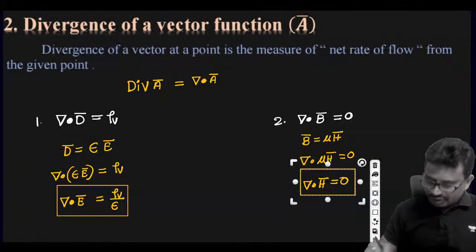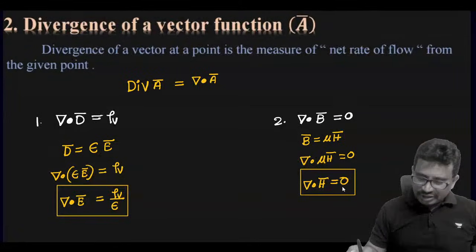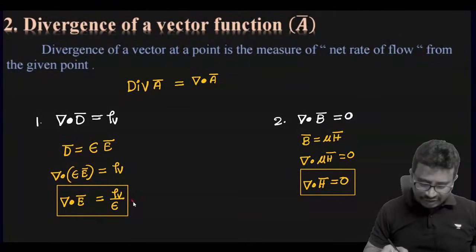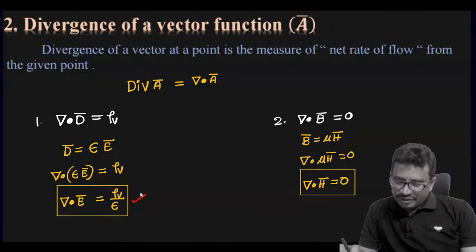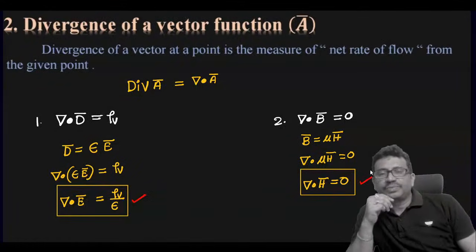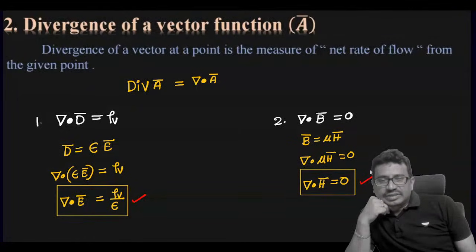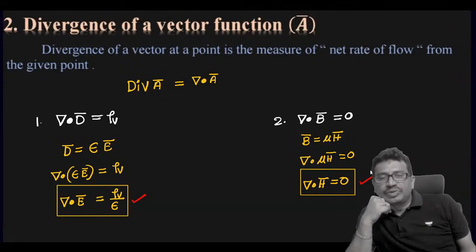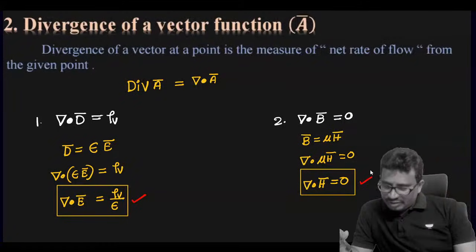So you can observe here carefully. In the case of the electric field, the divergence of the electric field is non-zero. But whereas the divergence of the magnetic field is 0. You need to observe this point. Why is the divergence of the electric field non-zero, and why is it 0 in the case of a magnetic field? This phenomenon you need to focus on.